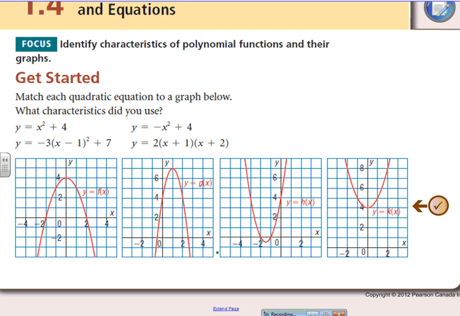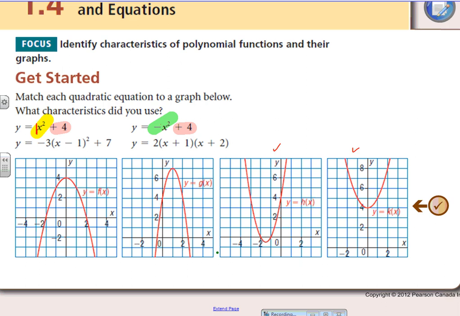Okay, so looking at what we've got here. First one, we've got an x squared with a positive in front of the x squared. Second one, we've got the x squared with a negative in front of the x squared. Then after those two is a plus 4. That plus 4 is saying that we are moving it 4 units up. So the positive one in front means it's opening up, so this one is either going to be graph 3 or 4.